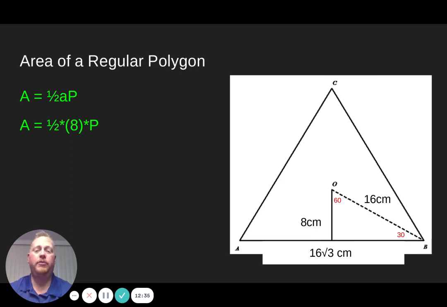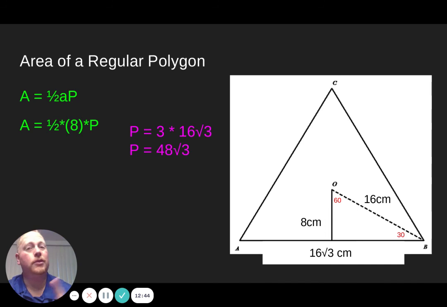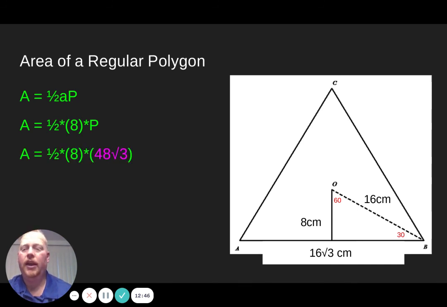So to find the perimeter, since there's 3 sides, 3 times the 16 square root of 3, and I get 48 square root of 3. So let's plug it in, and I get 1/2 times 8 times 48 square root of 3. Multiply that all together, and I get 192 square root of 3 square centimeters.